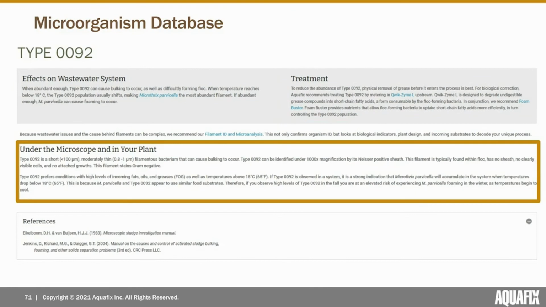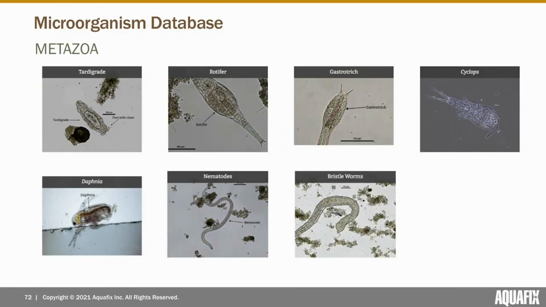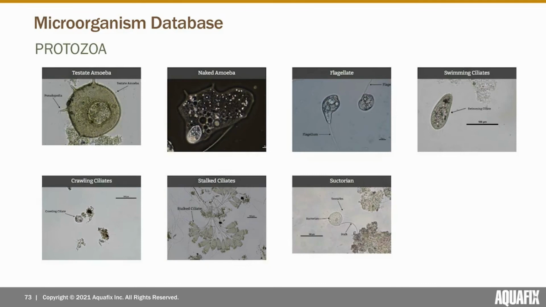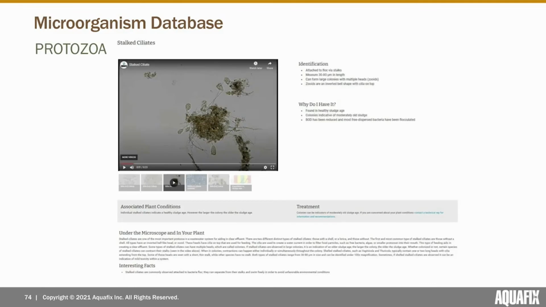The next section in our database is metazoa and protozoa. Our protozoa and metazoa pages will have the same content as our filaments. However, these pages can also contain videos. For example, the video on our stalk ciliate page shows how some stalk ciliates have the ability to contract their stalk in order to aid in feeding. Our microorganism database not only includes descriptions of protozoa, metazoa, and filaments, but also plants, algae, and other common organisms found in wastewater plants.